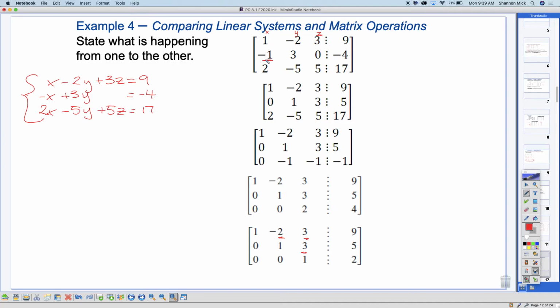So how do you think they did it? You didn't need to multiply the top one by anything, did you? Because it's 1 and -1. Can I just combine row 1 and 2? Yeah. So this would be R1 plus R2. So 1 and -1 is 0. -2 plus 3 is 1. 3 plus 0 is 3. 9 minus 4 is 5.